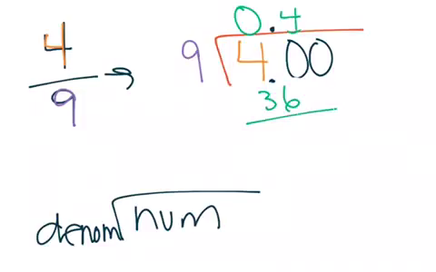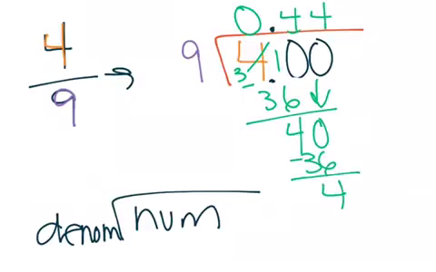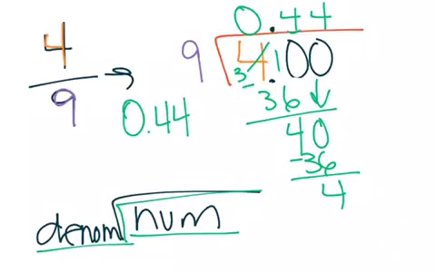We're going to subtract 36. Borrow from our 4. It's going to be 4. Bring down the 0. Again, how many times can 9 go into 40? 4 times. Minus 36. And we're going to stop right there. So the equivalent decimal to 4 out of 9 is going to be 0.44. Okay? So the hardest part here is remembering where each number goes, right? Remember, numerator goes on the inside, denominator goes on the outside. Line up your decimal points and divide.